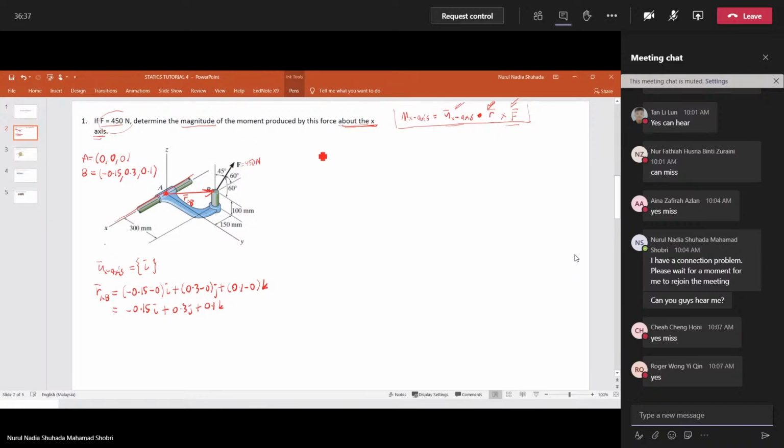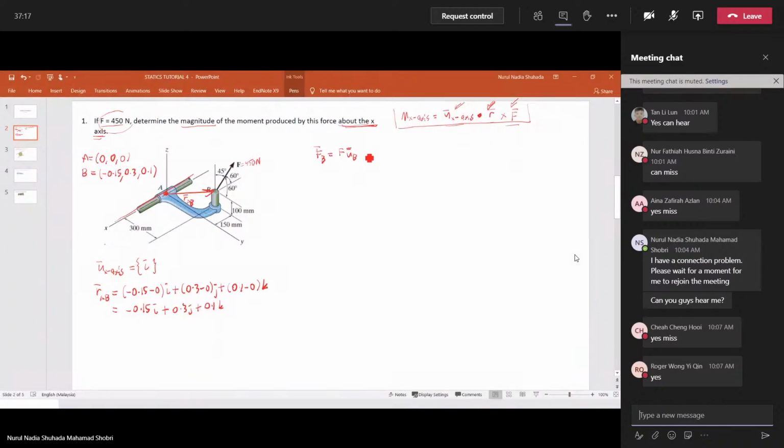So the formula to find a force vector is F vector equal to F times the U vector. As you can see, usually in our previous questions, we can use the coordinates to find the value of the unit vector of the force. But in this case, we don't actually have the coordinates.